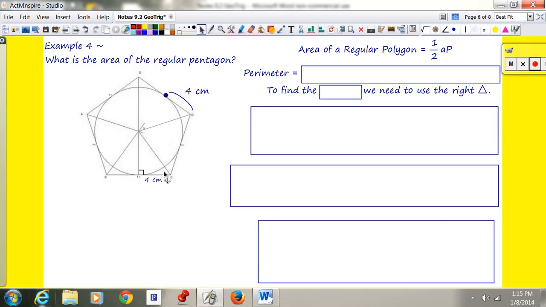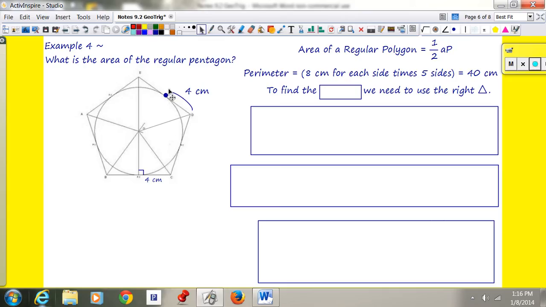With the information they gave us, we should be able to find the perimeter. Each side is 8, because this piece is 4, which means the whole side is 8, and you have 8s all the way around. You have 5 8s, so you get 40 centimeters. There's my perimeter. P's done. All I need is a. If I can find a, I can plug it into the formula and solve it.